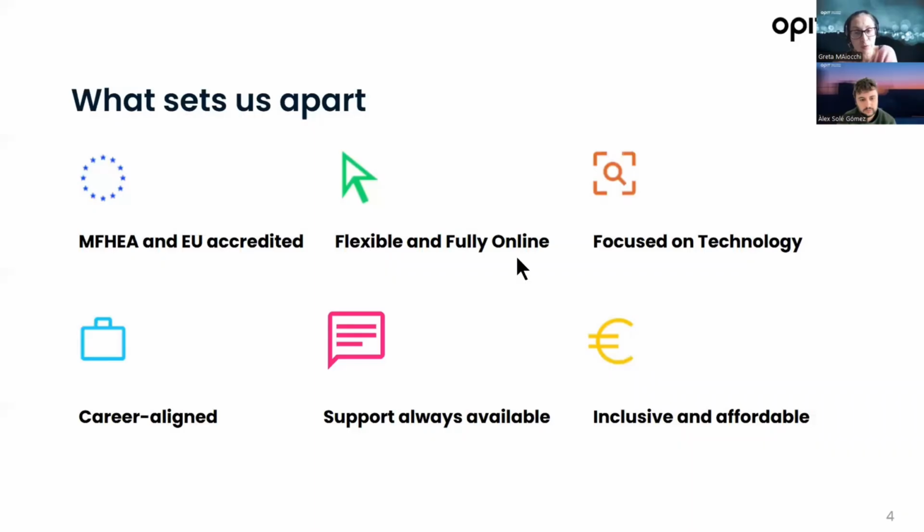And what about OPIT? What are the key traits? So what sets us apart? First of all, we offer degrees that are recognized at the European level and beyond, also in America and Canada, etc. They are Master of Science and Bachelor of Science degrees that are fully online and flexible, focused on technology. So we're talking about AI, data science, computer science, cloud computing, cybersecurity, digital business, everything that is related to what technology can do and how technology can help companies.